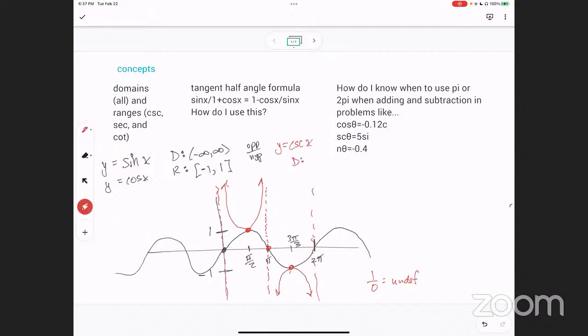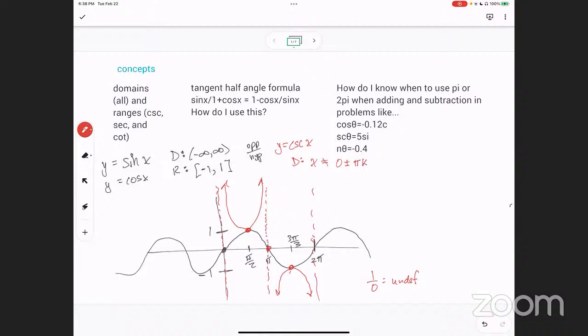Let's find our domain. Scan it from left to right. Where is it not defined? It's not defined at the asymptotes. So the domain of this, if I wanted to be really specific, I can say all real numbers except, let's say it like this, x does not equal 0 plus or minus pi times k, where k is an integer.